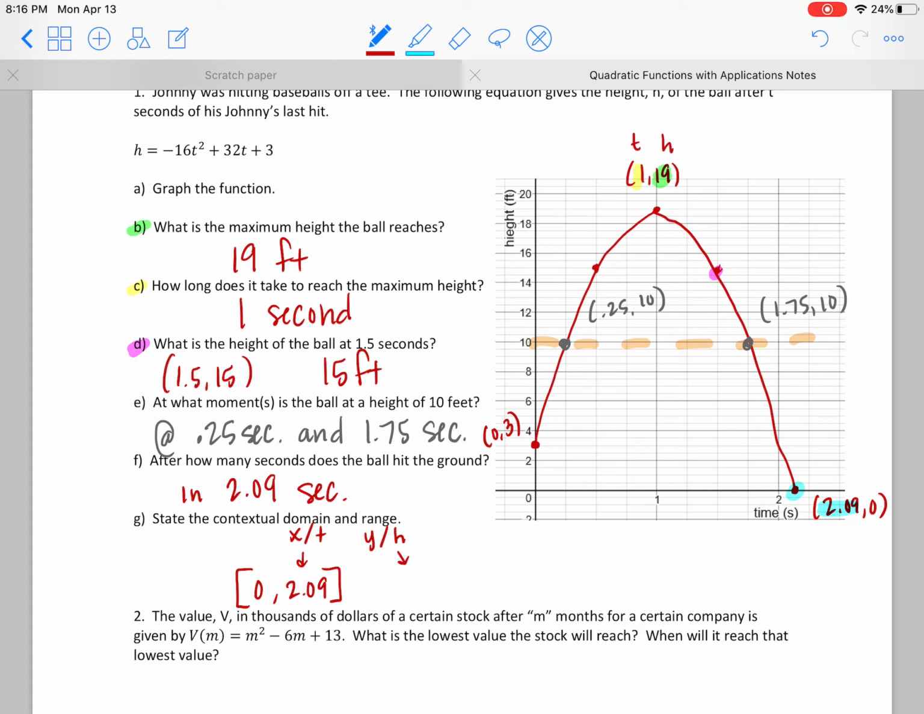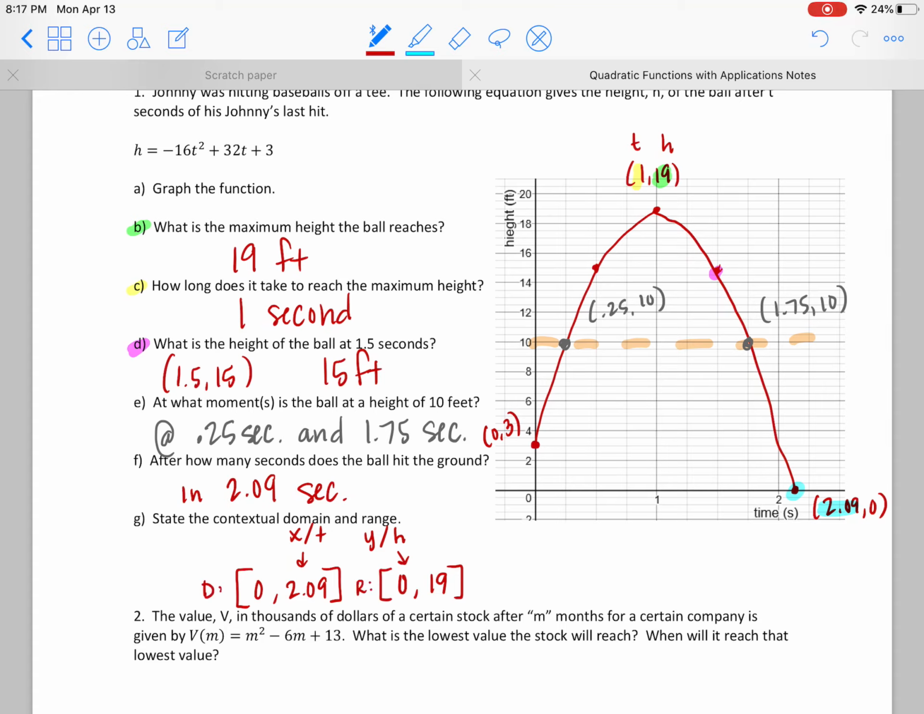And then the range is the y values, it's the lowest to the highest, or the heights. What heights make sense for this situation? Well, the lowest height is when the ball hit the ground at 0, and the highest height was when the ball was at its peak there at the vertex at 19. Nothing after that, nothing before that makes sense for this particular problem. So this range is everything from 0 to 19.